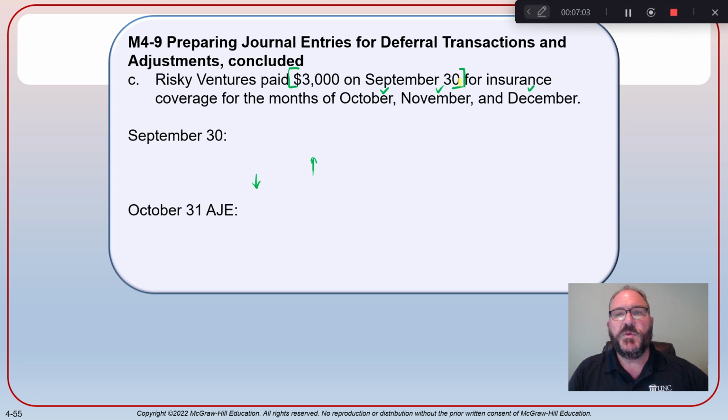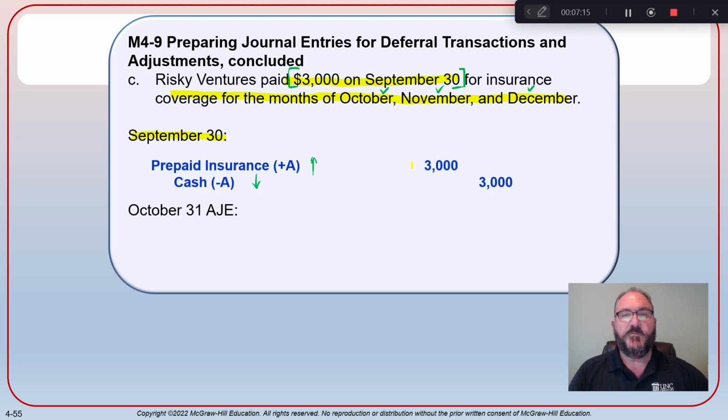Okay. How about this one? Risky Ventures paid $3,000 for insurance coverage for the 3 months, these 3 months. So again, September 30th, October, November, December. Wow, that's $1,000 a month. So what they're going to do, they're going to have prepaid insurance for $3,000, an asset, and they're going to lower their asset cash.